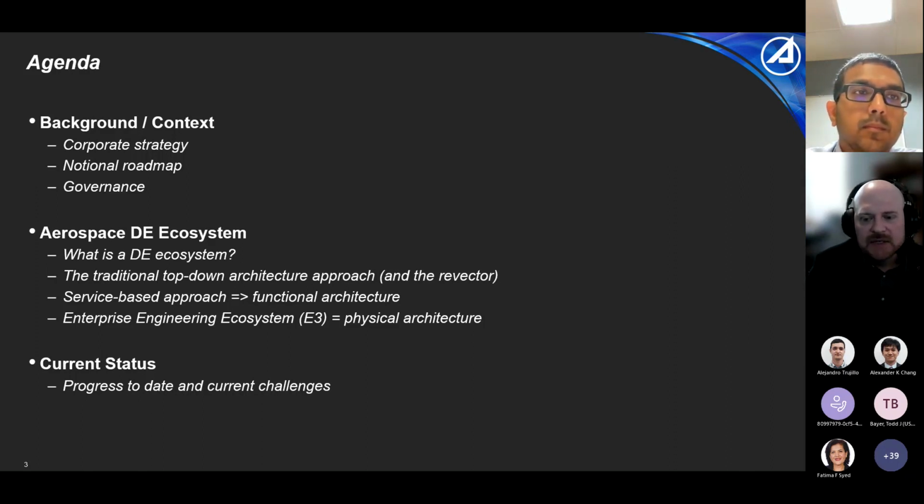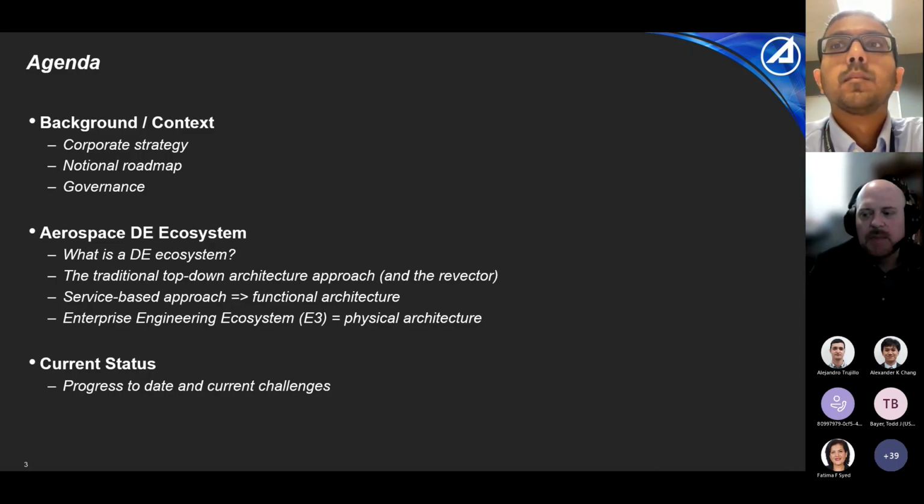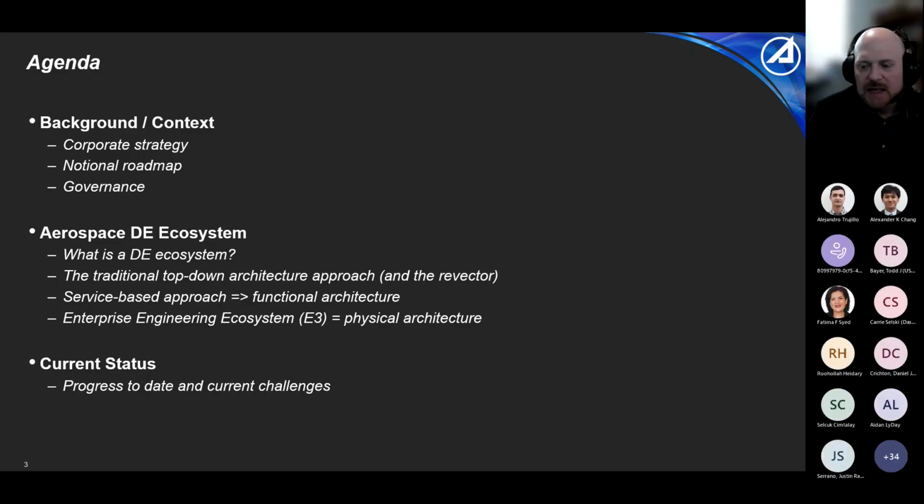And then we'll dive into the DE ecosystem. What is it? I want to level set everyone on what we mean in terms of the scope and applicability of a digital engineering ecosystem. Then I'll talk a little bit about how we got there, where we're at today in terms of the development of the ecosystem, and how we took a misstep at the beginning, and in our opinion, we had to revector and go a different direction that I think has turned out a lot better. I'll discuss that and get to some of the details about what we've done in terms of developing a functional architecture for this ecosystem and the beginnings of a physical architecture. And then I'll close with a discussion of the current status, where we're at right now, and some of the current big challenges that we're facing.